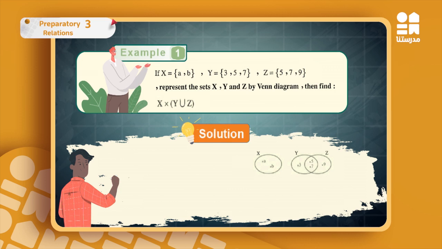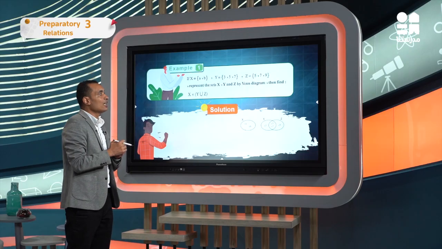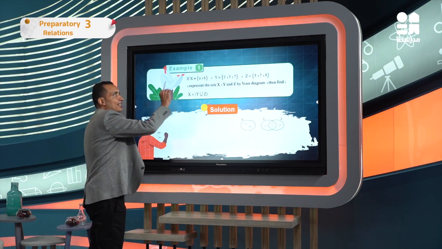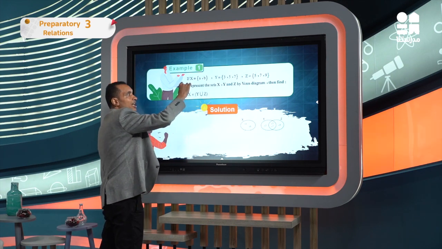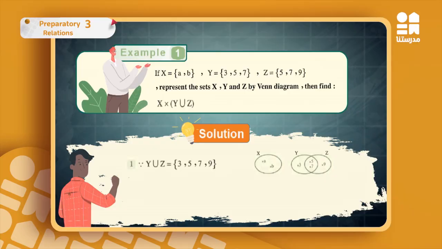After that, I want to find the Cartesian product of X by Y union Z. ممكن حد يسألني ويقول لي يا مستر احنا في الحصة اللي فاتت جبنا الكارتيزيان product of X and Y. We can just write A with 3, A with 5, A with 7, and then B with 3, B with 5, B with 7. And now in this question, I want to find first what is between the brackets. عايز أجيب الأول اللي between brackets، يعني محتاج أجيب Y union Z. Okay? So, Y union Z first.